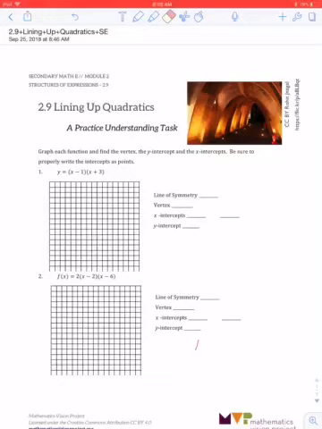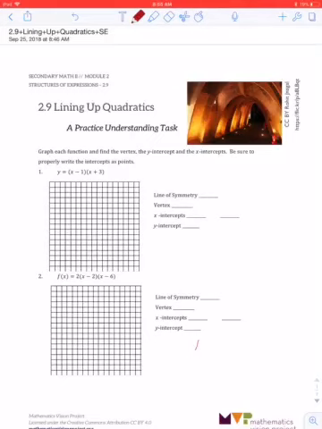Okay, this is on 2.9, lining up quadratics. Real similar to what we're going to have on the test in that it kind of encompasses everything that we've been doing, all the vocab, and that good stuff. So graph each function and find the vertex, the y-intercept, and the x-intercepts. Be sure to properly write the intercepts as points.